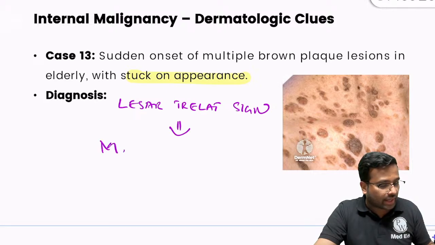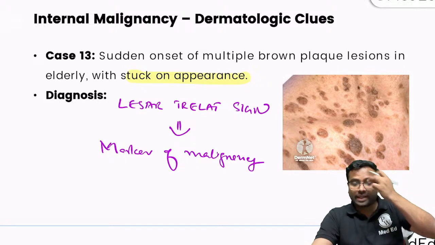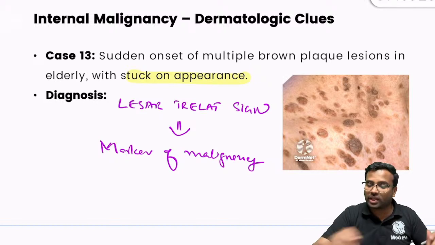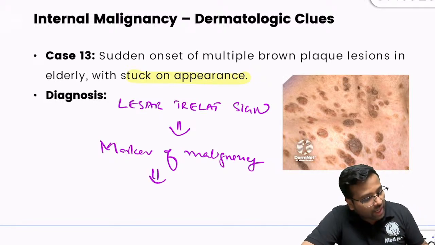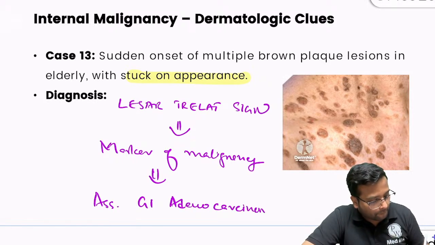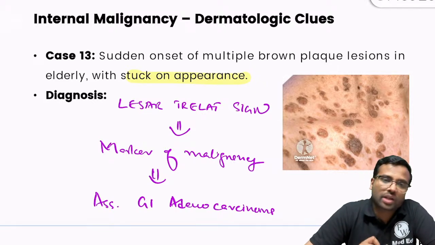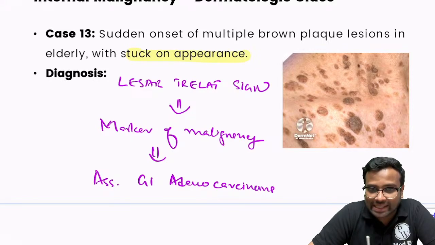This sign is a marker of malignancy. And what malignancy is it most commonly associated with? Anyone in the chat box? Because it's a very important clue for you. So this is usually associated with GI adenocarcinoma. Okay, that is a sign of an internal malignancy.